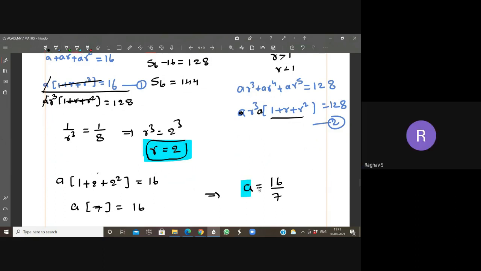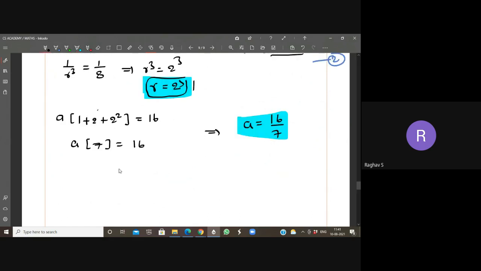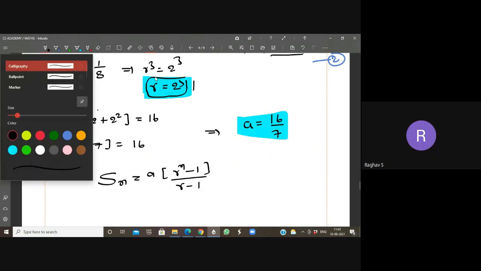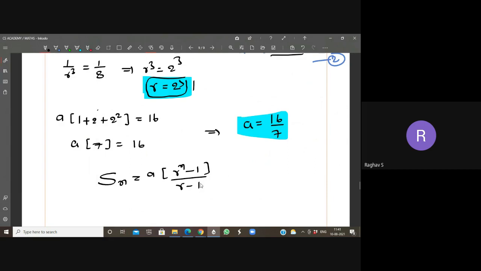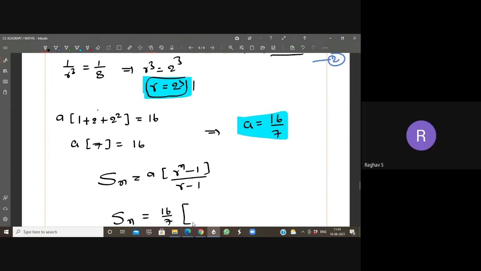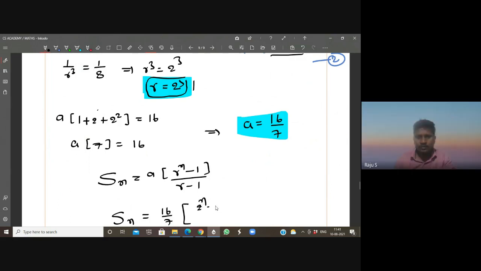R is greater than 1, so the sum will be A into R power n minus 1 by R minus 1, which is 16 by 7 into 2 power n minus 1 by 2 minus 1, that is 1. So Sn is equal to 16 by 7 into 2 power n minus 1.